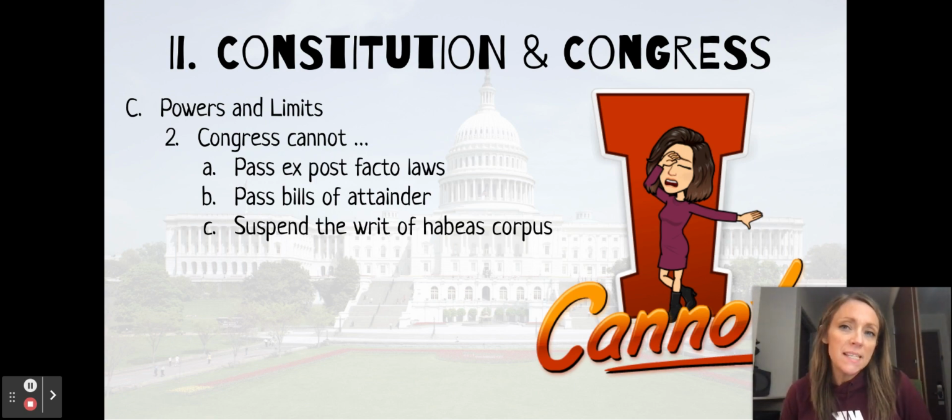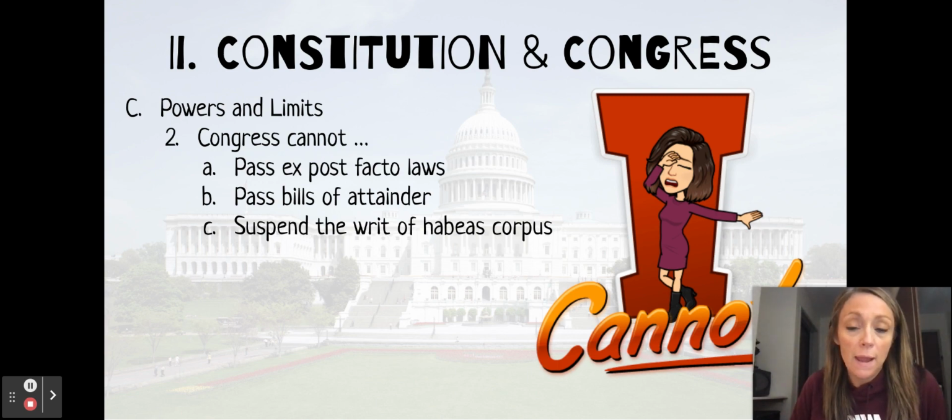Congress also cannot pass bills of attainder. Bills of attainder basically punish people without giving them a trial. So it's like giving them a sentence for a crime that they may or may not have committed. We don't know because they haven't gotten the benefit of a trial.